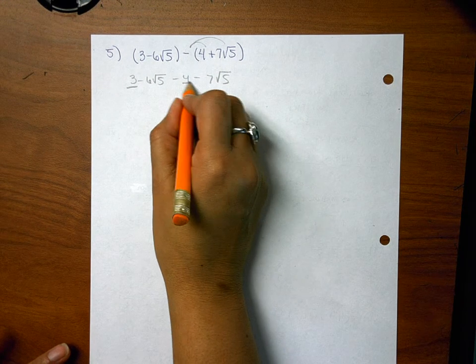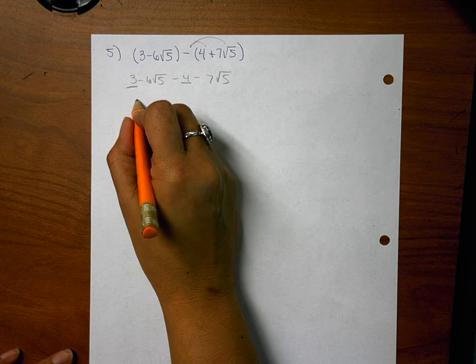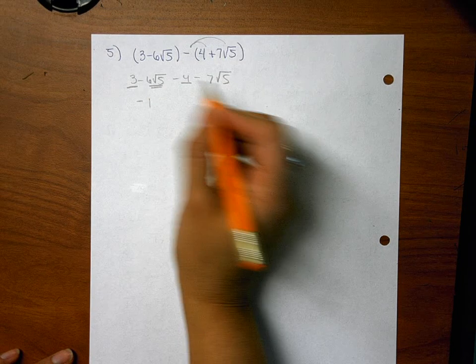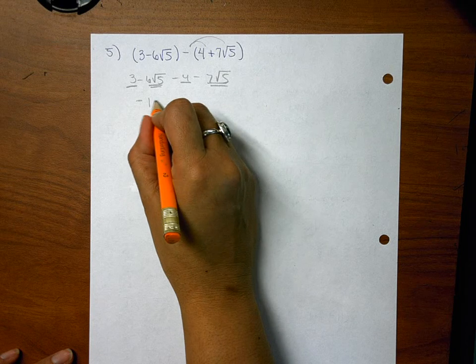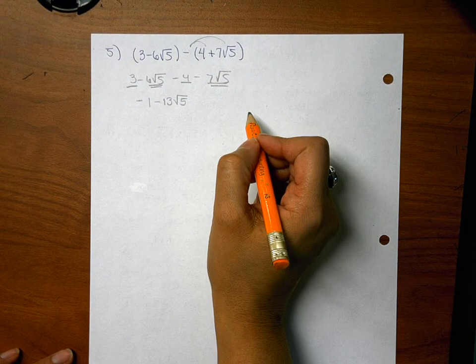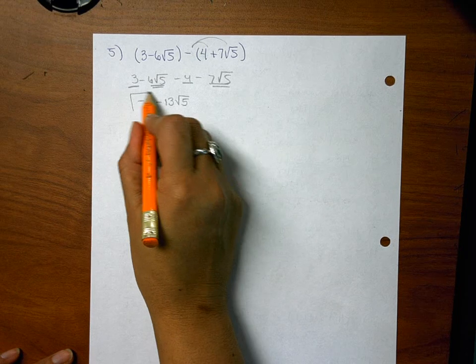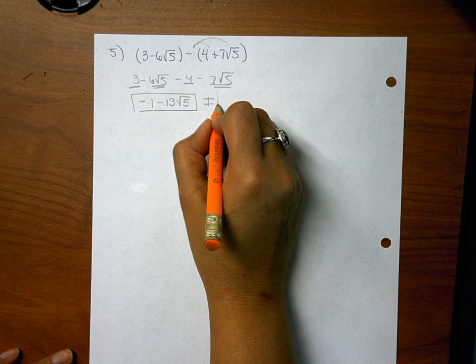3 with the negative 4. 3 plus the negative 4 is negative 1. Negative 6 root 5 plus negative 7 root 5 is negative 13 root 5. I can't combine any further. This is my final answer. There is a radical in my final answer, so it is irrational.